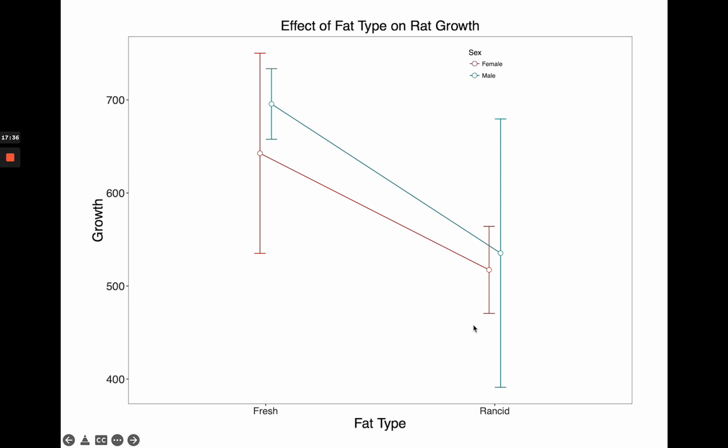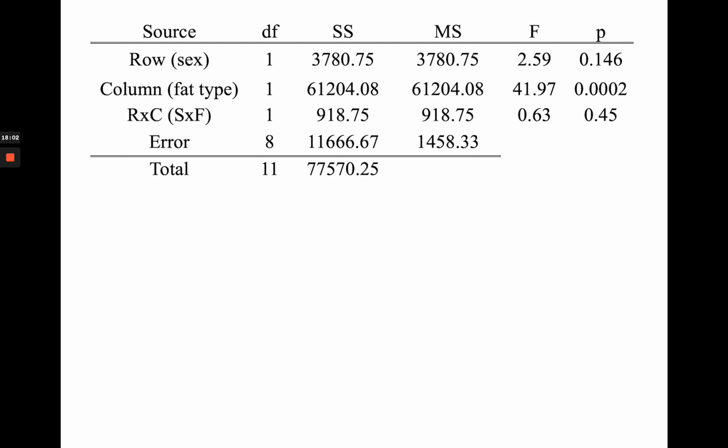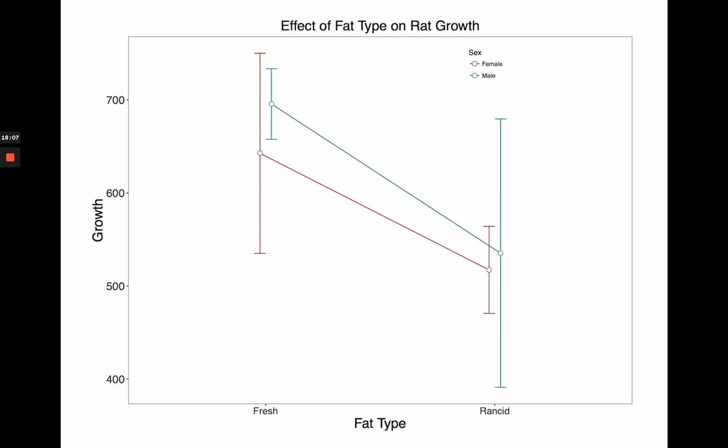So there's no significant difference in the sexes. And because the magnitude between males and females for fresh is not that different from the magnitude between males and females in rancid, there's no interaction term, because males and females are both responding similarly to fresh and rancid fat. And so that's essentially what this ANOVA table is telling you. So this is what no interaction looks like.